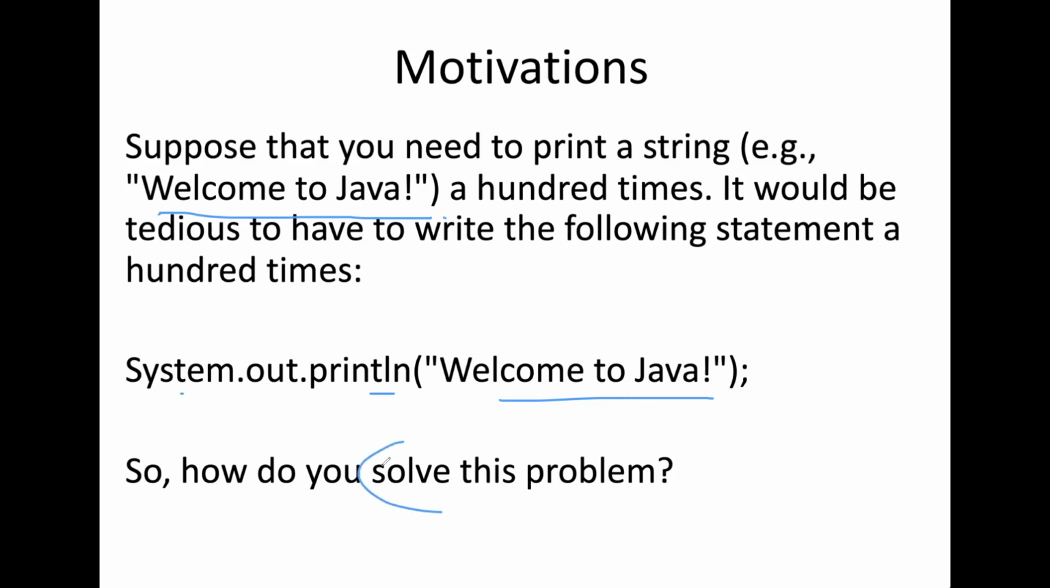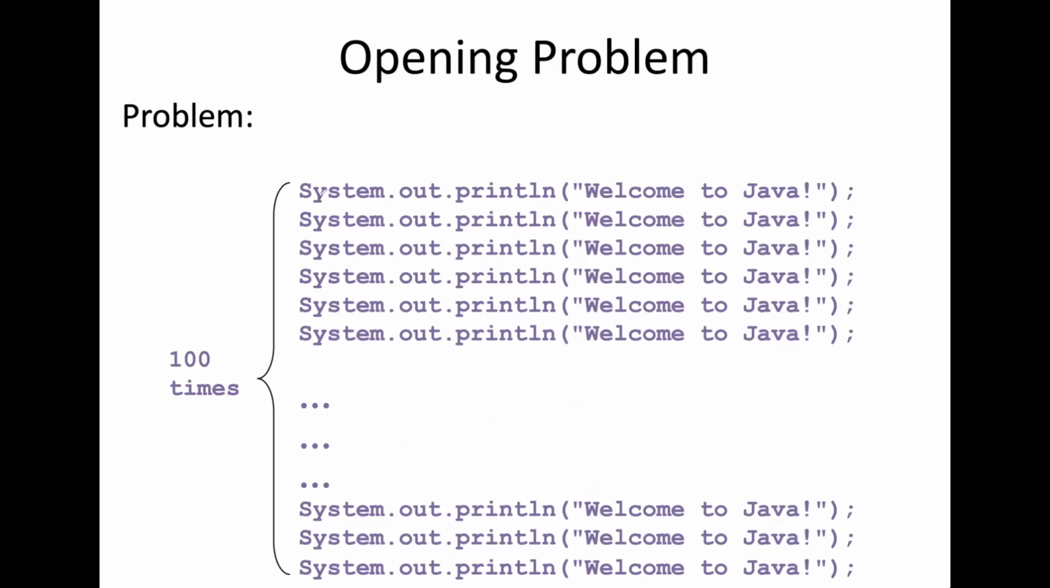So how would you be able to solve this problem? By the way, this notion of having to repeat a task a number of times in programming is called a loop. Would you be able to loop this 100 times? Considering the following, where you will have 100 System.out.println lines sequentially like this. You can abstract this and say, instead of writing 100 times, write n times.